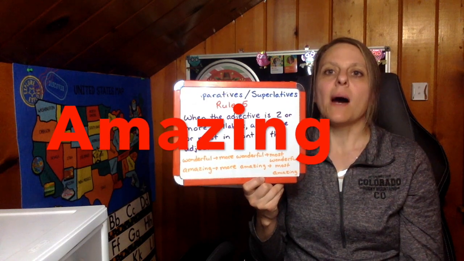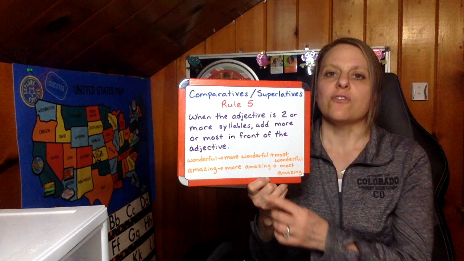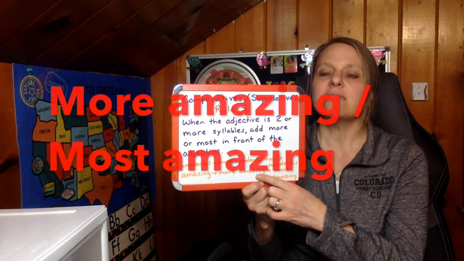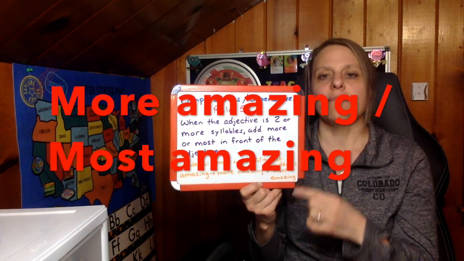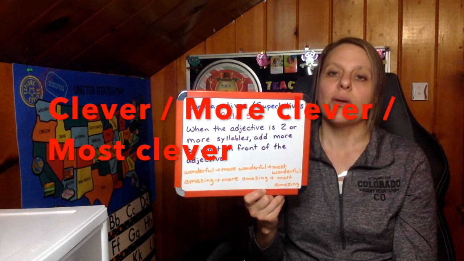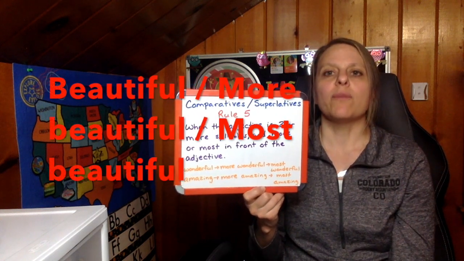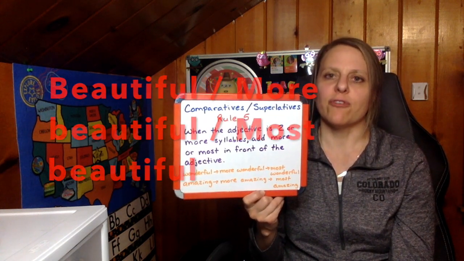Amazing. It is also 3 syllables. So you can say more amazing and most amazing. Clever, more clever, most clever. Beautiful, more beautiful, most beautiful.